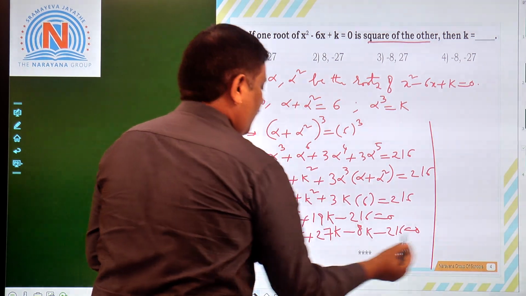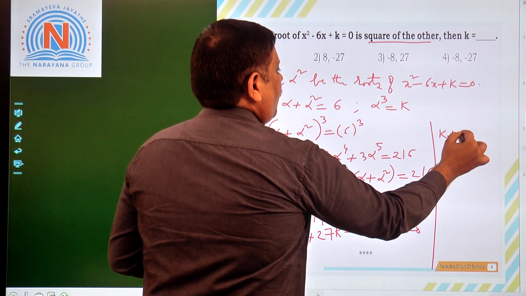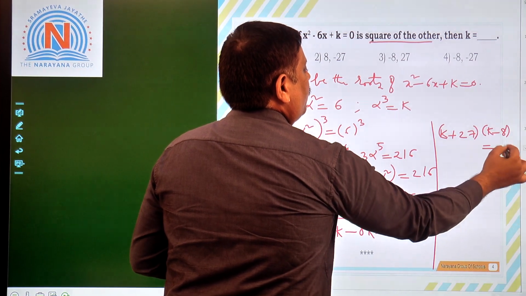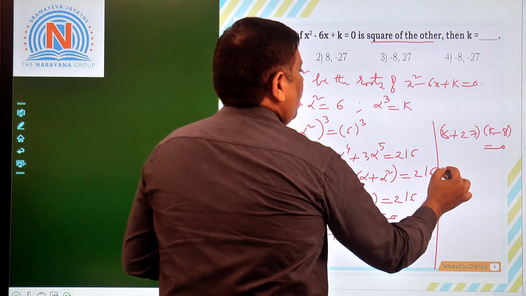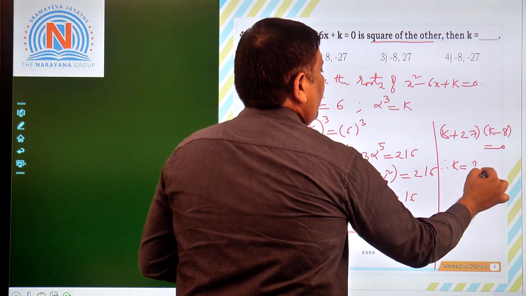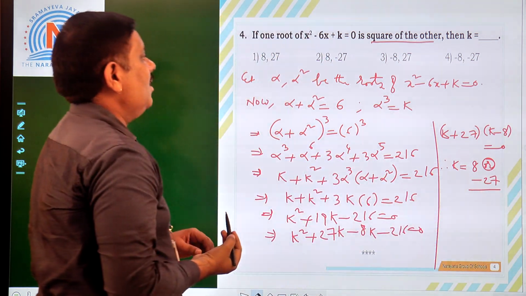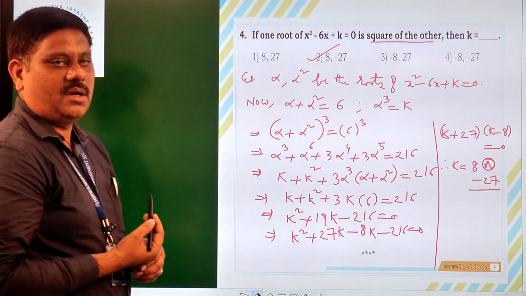If you simplify further, if you take k common, it can be written as k plus 27 times k minus 8 is equal to 0. Therefore, the value of k is either 8 or minus 27. So the second option is the right option for this question.